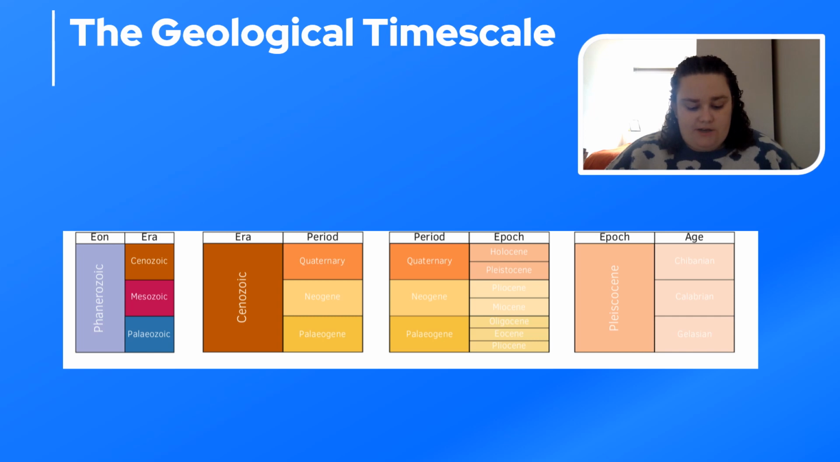An era is the first order of geological time, which is composed of several periods, and these roughly last several hundred million years. An example of an era is the Cenozoic. A period is the second order, and it is composed of hundreds of millions of years. An example of a period is the Quaternary. An epoch is the third order, and these are roughly tens of millions of years in time. An example of an epoch is the Pleistocene.